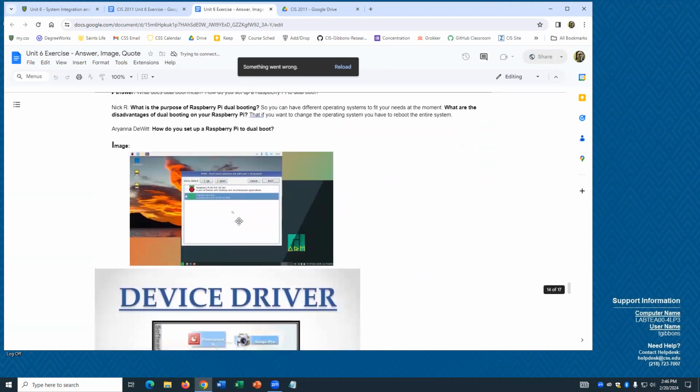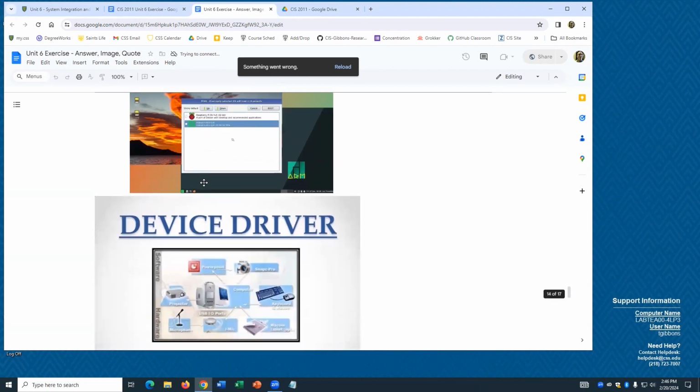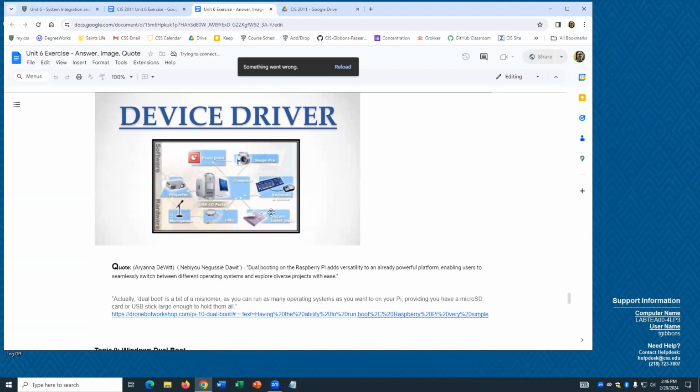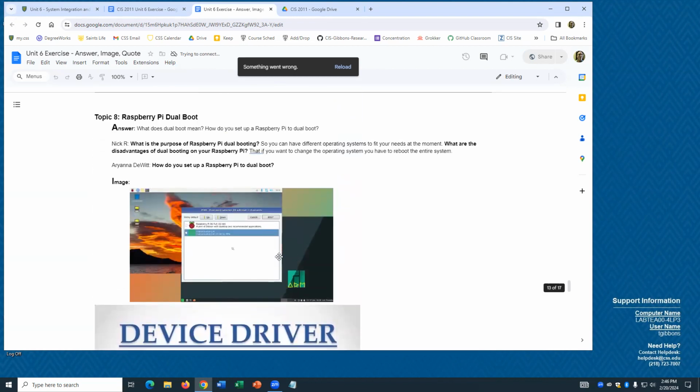Okay, let's talk about dual booting. How do we dual boot a Raspberry Pi for this? Someone want to tell me anything about dual booting a Raspberry Pi?